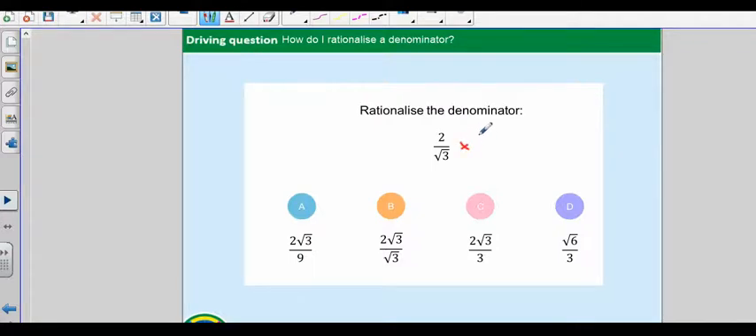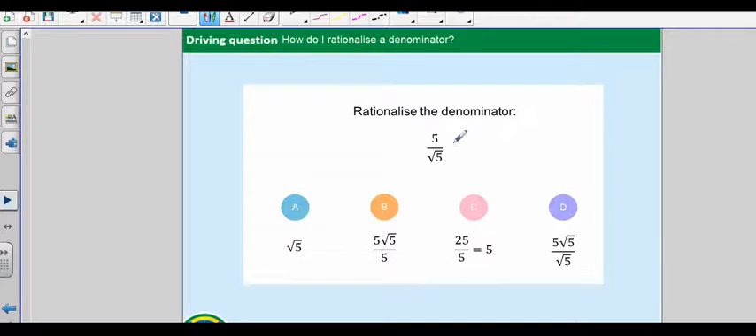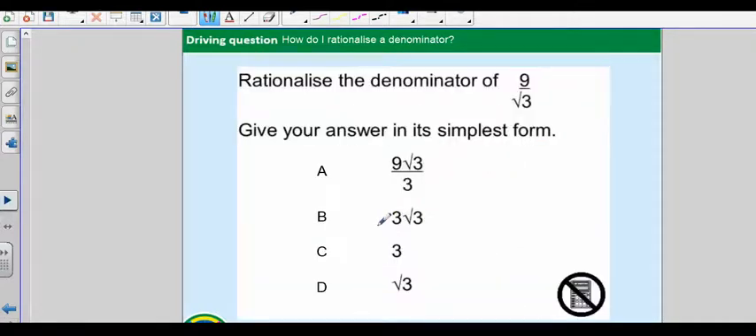So here we've multiplied by root 3 and root 3, which would give me 2 root 3 over root 9, which would give me 2 root 3 over 3. Here we've multiplied by root 5 and root 5, which would give me 5 root 5 over root 25, which would give me 5 root 5 over 5. Here we've multiplied by root 3 and root 3, which would give me 9 root 3 over root 9, which would give me 9 root 3 over 3.